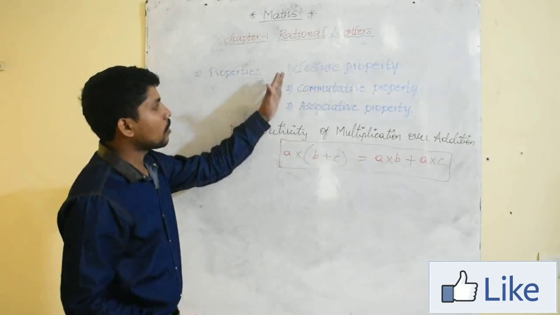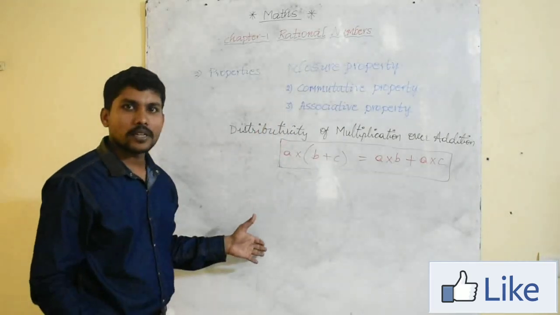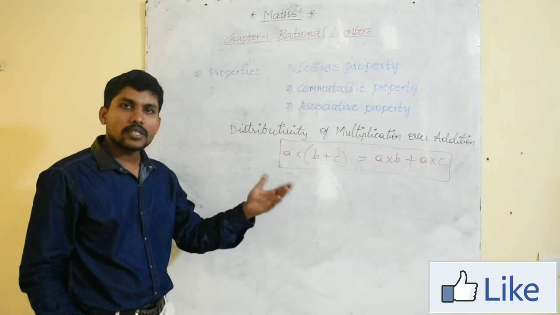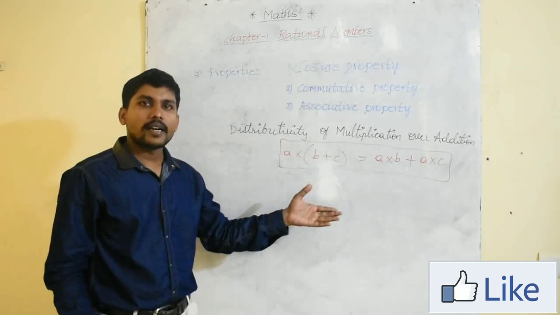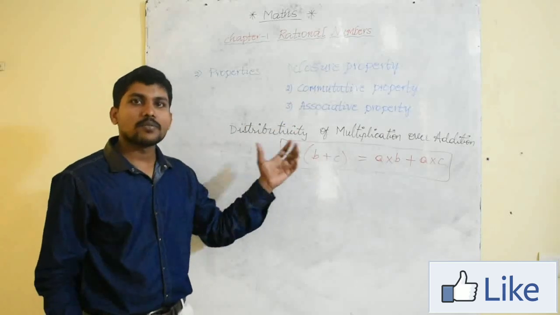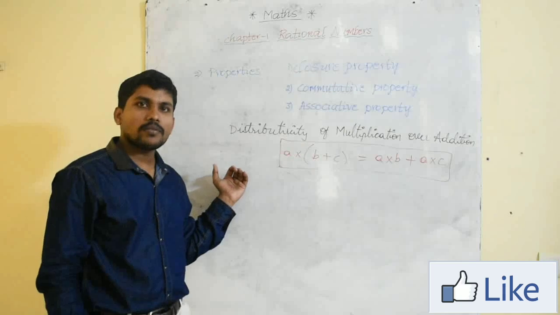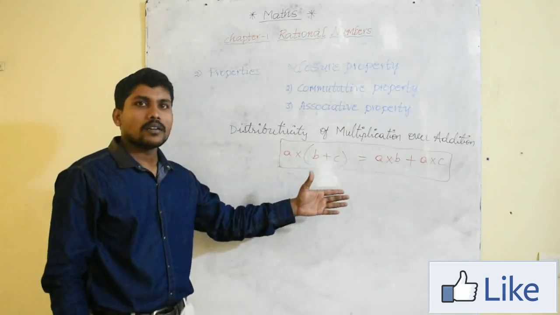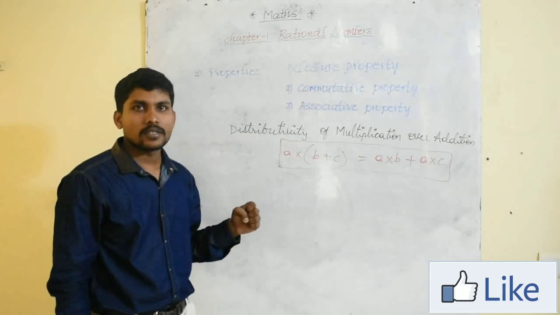So these are the properties of rational numbers, and this is the part 1 video. In part 2, we are going to discuss the representation of rational numbers on the number line, how to find the rational numbers between two given rational numbers, how to convert the decimal form to rational form, and what are terminating and non-terminating decimals.